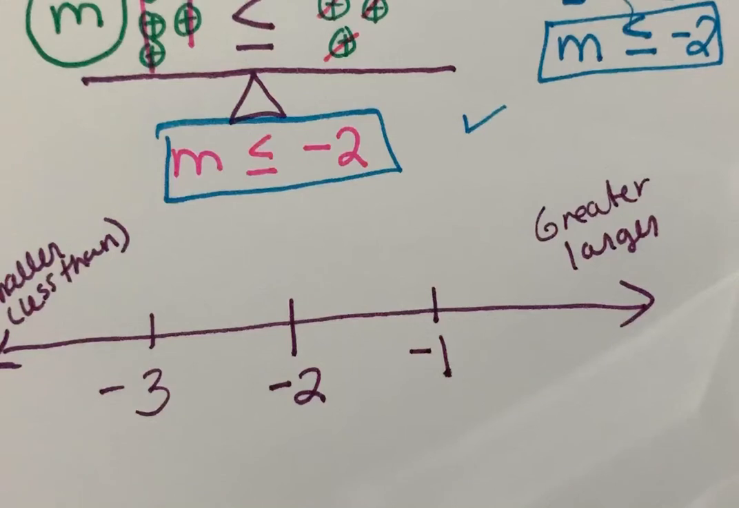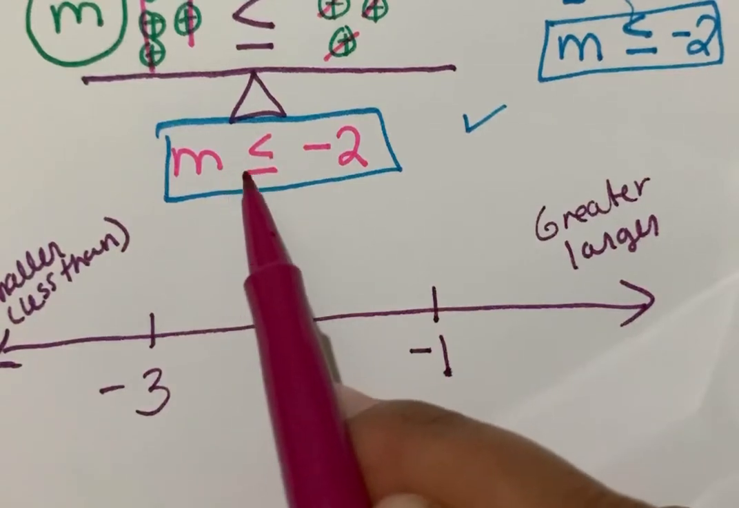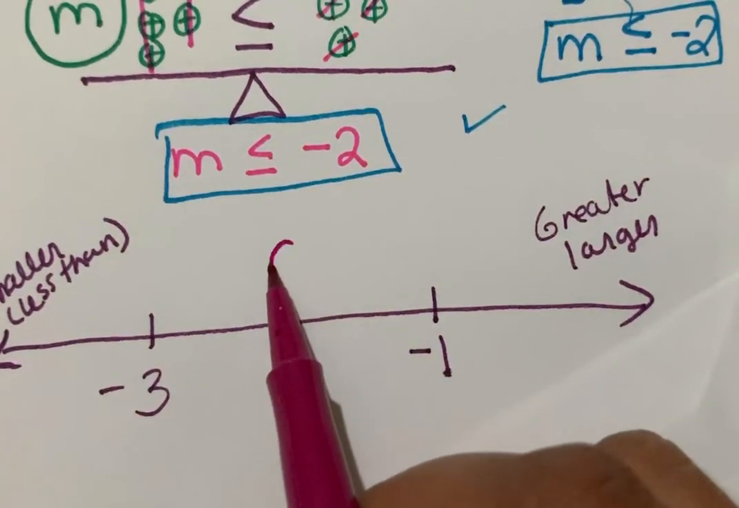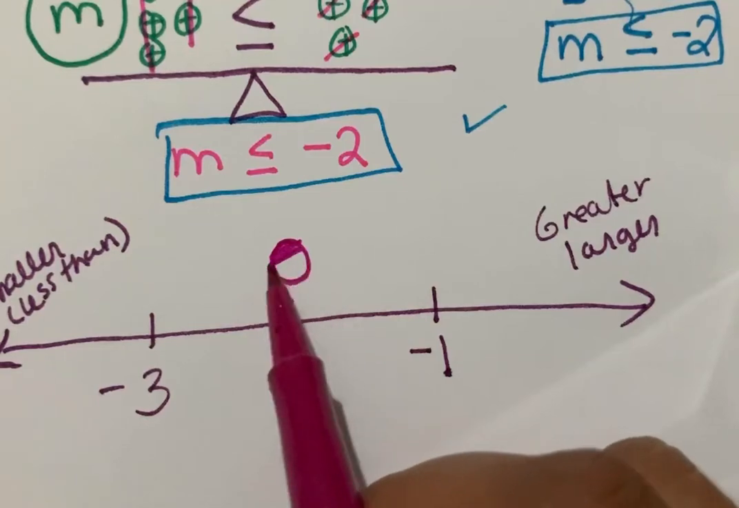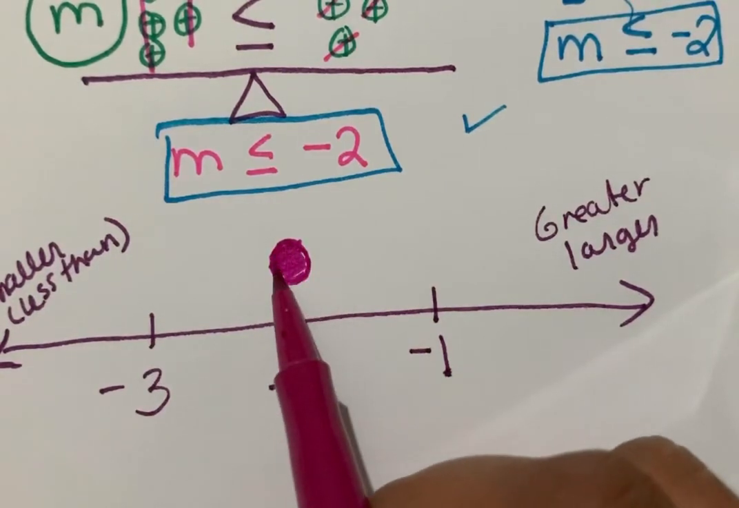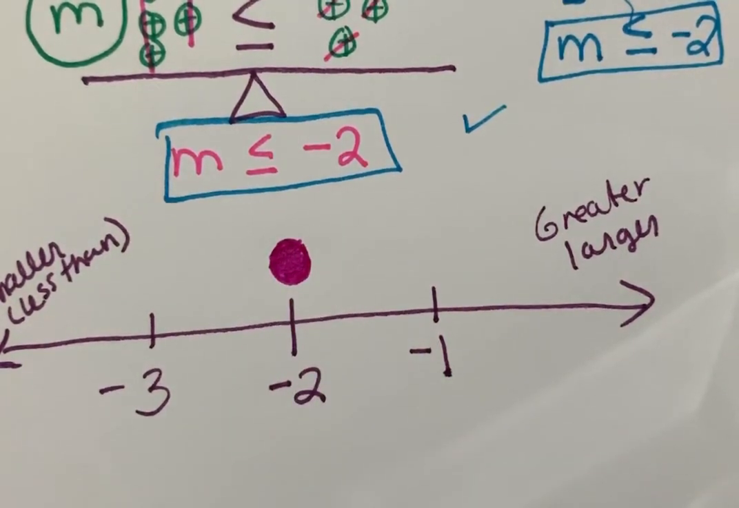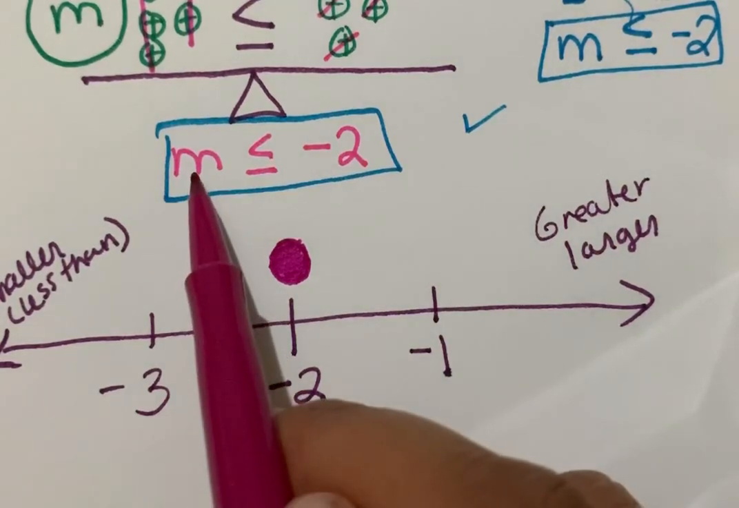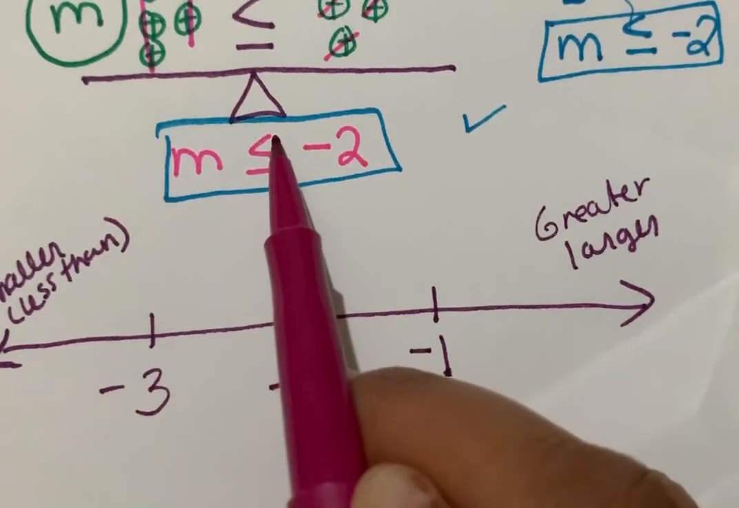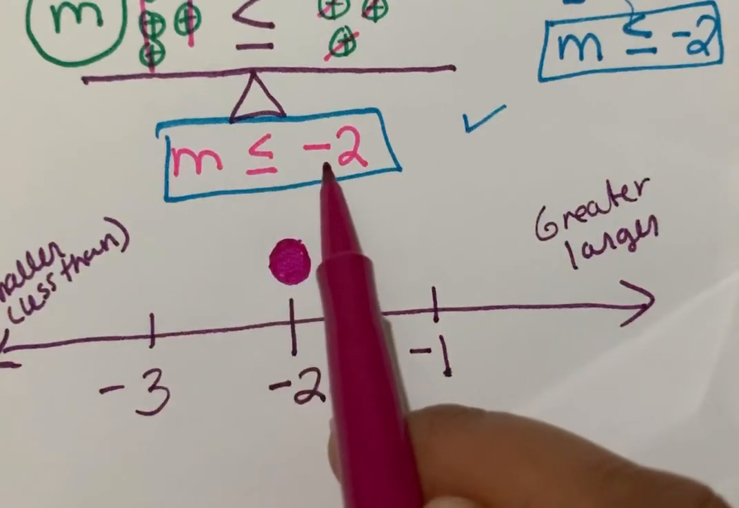Okay, so the next thing about inequalities when you're graphing them is what kind of dot you're going to use. If your value is going to be equal to 2, like this one's equal to it, then you're going to have a closed circle, because I'm including this number. I'm including 2, so I'm going to go ahead and shade it in. And my M, or my number, has to be less than or equal to negative 2.